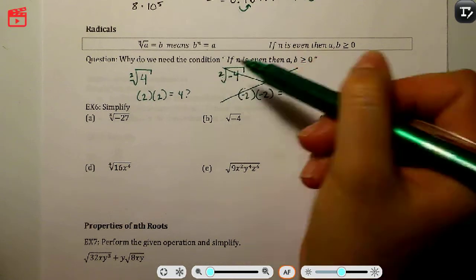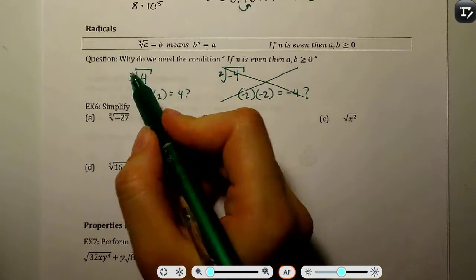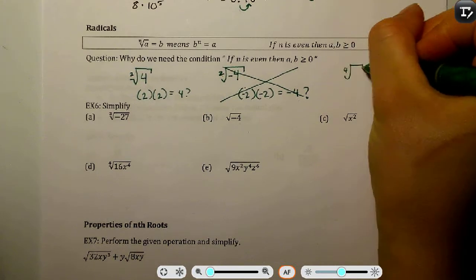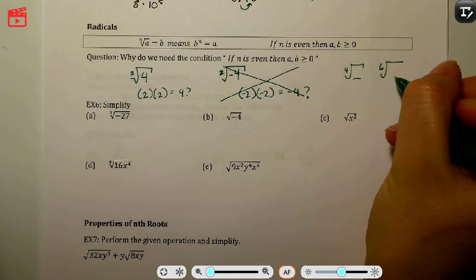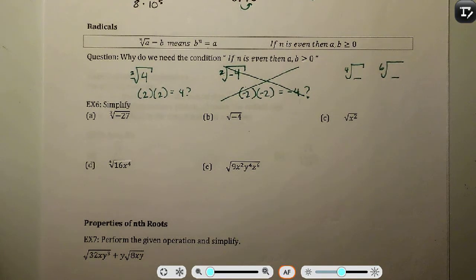Okay, so if your radical value is an even number, for example, 4th root, 6th root, and so on, you need to have the numbers on the inside to be greater than or equal to 0.